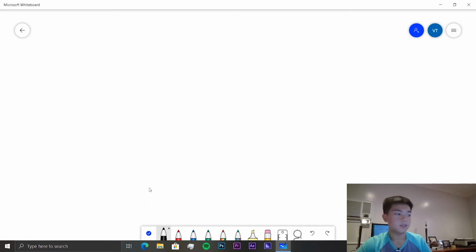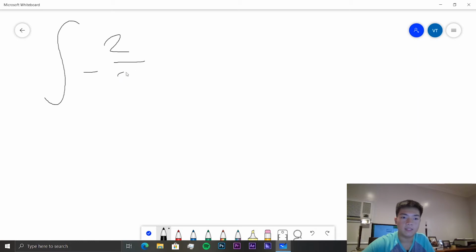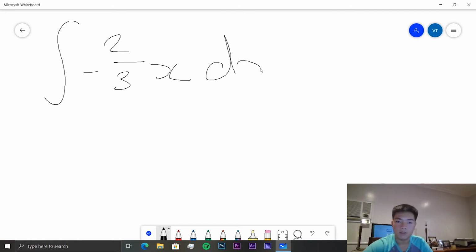So the first question we're going to have is: find the indefinite integrals of the following functions. An indefinite integral is an integral with the constant of integration in it, where we don't know the actual function because it's a set of functions. So anyway, the first one is the integral of negative 2/3 x dx, and so we need to integrate this.